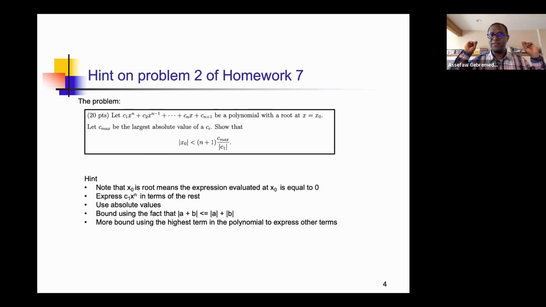Okay, was the hint on problem 2 helpful? Okay, okay.